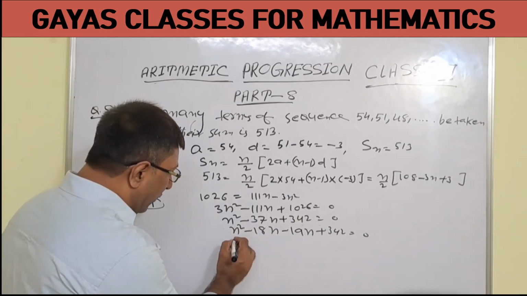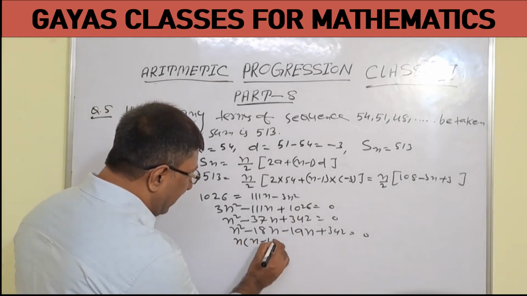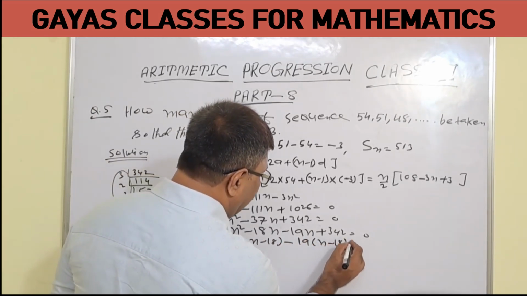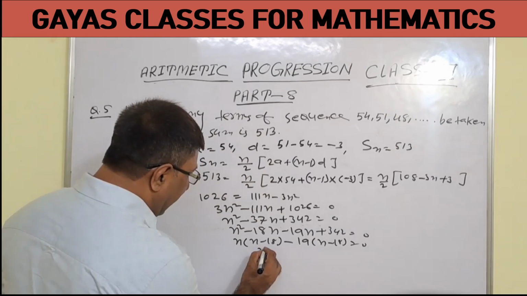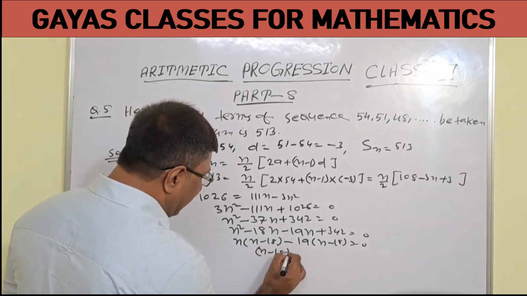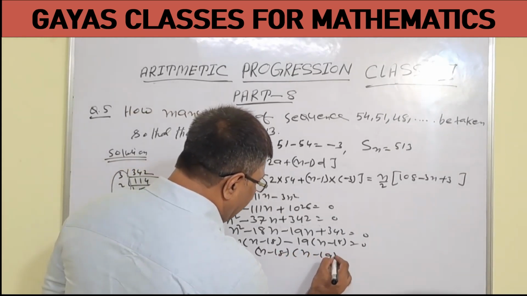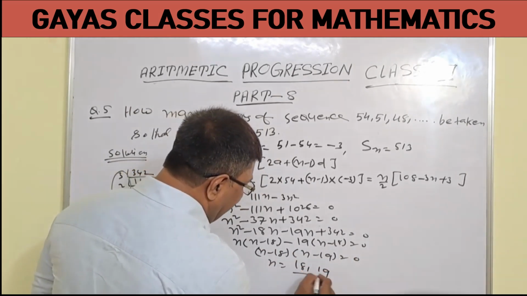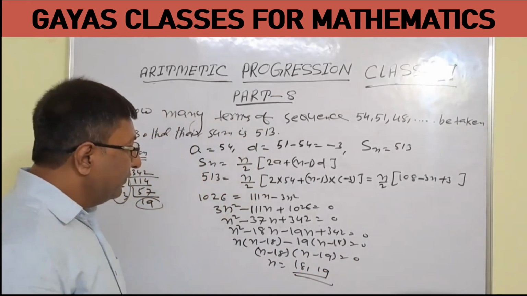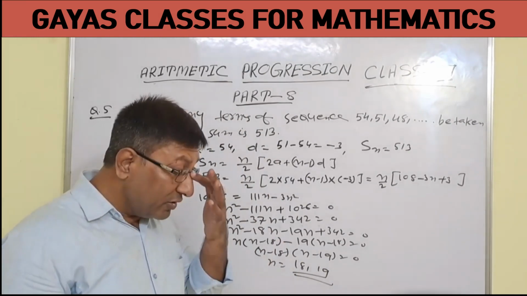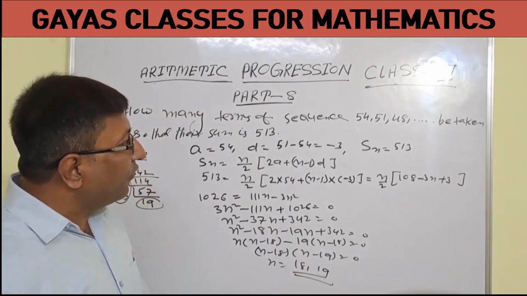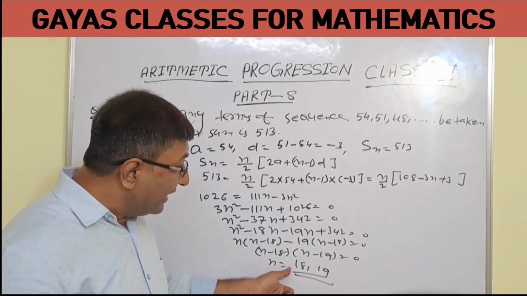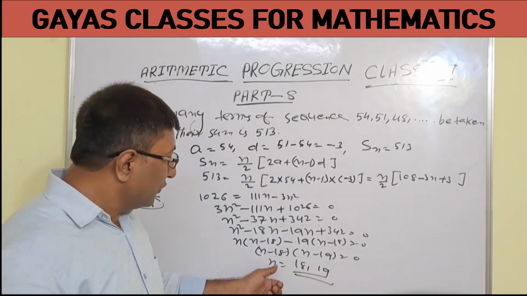Now you can take n common. So n minus 18 into (n minus 19) equal to 0. So n is 18 or 19. Now you see here, whether we take the sum of 18 terms or the sum of 19 terms, both will be 513, because the 19th term is 0. So what is n?